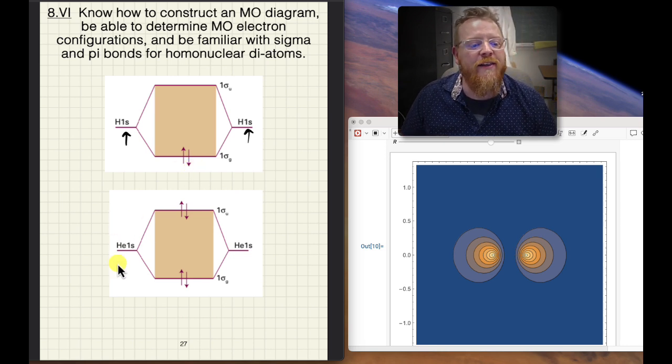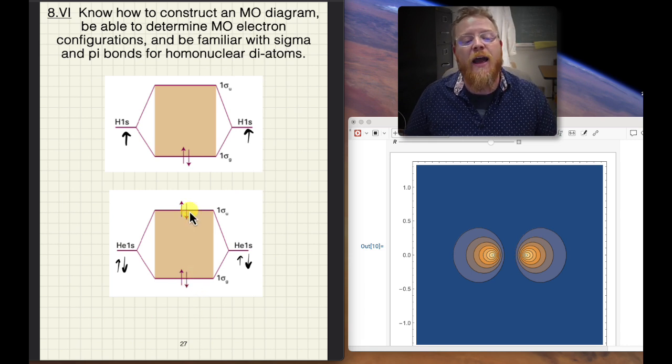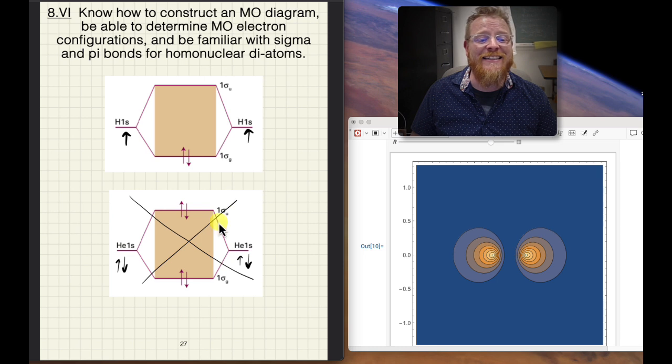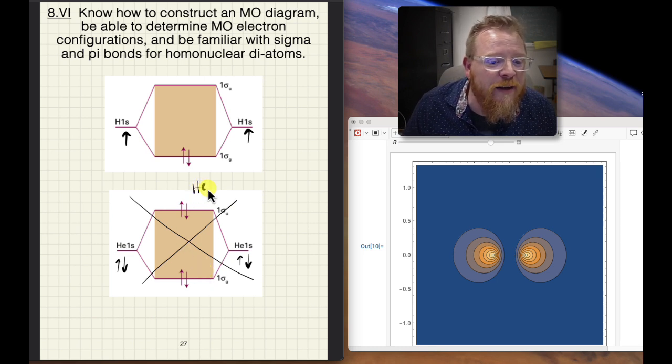Well, recall helium can bring 2 electrons to the party each, so that will be 4 electrons in total. As we bring them in here, you can see we create a singlet state in the sigma bonding orbital, and we create a singlet state in the sigma anti-bonding orbital. What this means is helium cannot exist because it's helium-2, I should say.